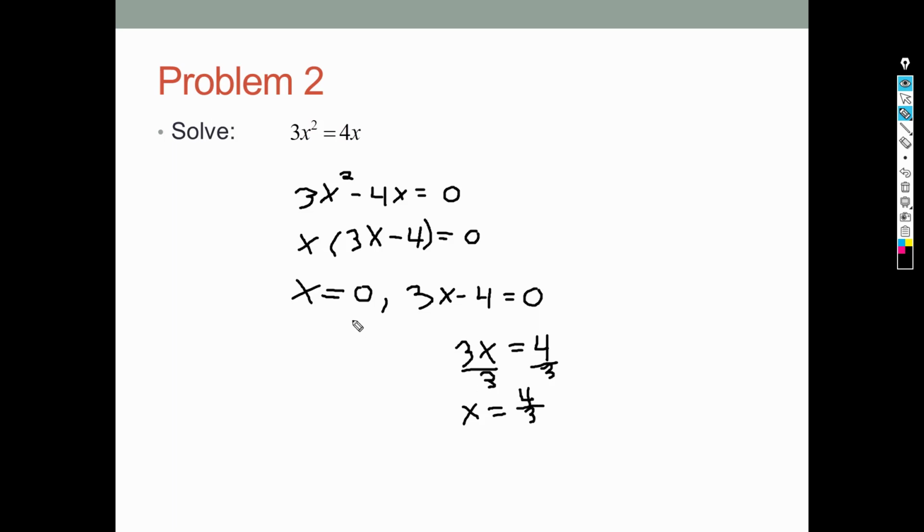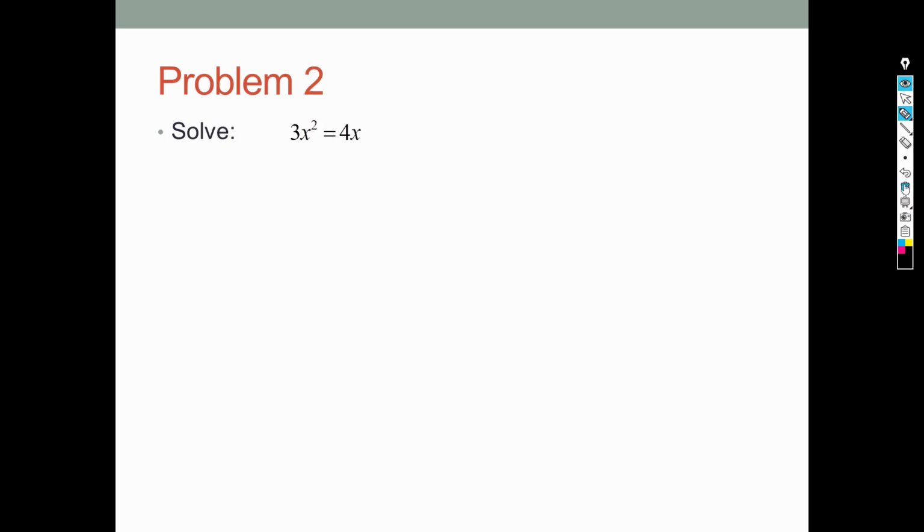And again, you can easily check these. Obviously, you put a 0 here where the x is. 0 squared is 0, times 3 is 0. Over here, 0 times 4 is 0. 0 equals 0. And you can do the same thing with the 4/3. You get the same thing on both sides.